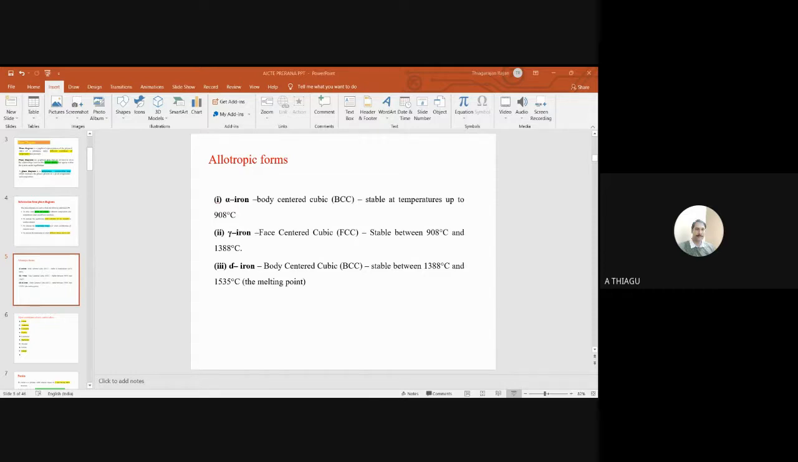What is the purpose, or what is the application? Once you modify the microstructure, ultimately we can improve the mechanical properties, especially hardness will be increased. So that is a major improvement. I will show the example.